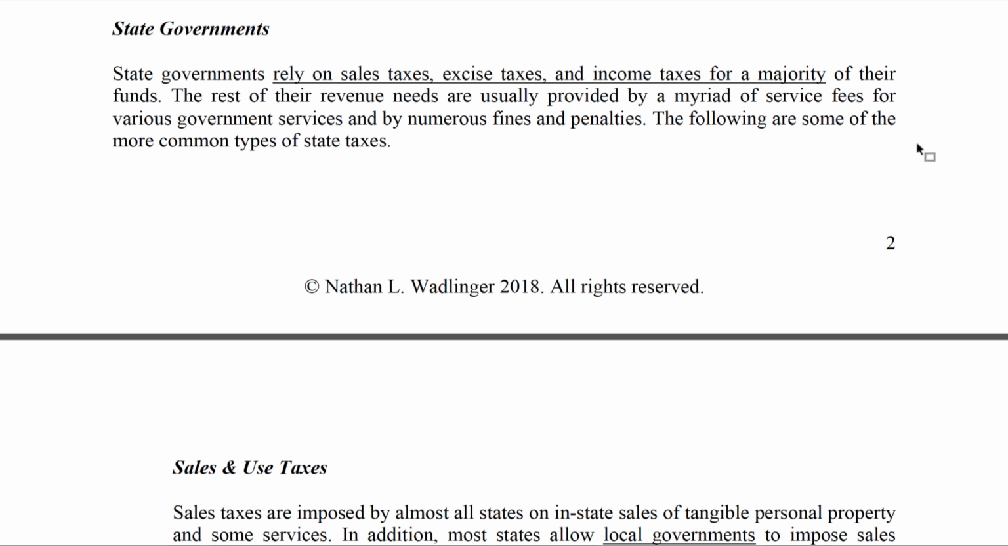So state governments, most of their revenue comes from sales taxes or sales and use. I group those two together. Excise taxes and income taxes. That's where they get most of their money. There's also fines and penalties and service fees and whatnot, but that's really where most of the revenue comes from: sales taxes, excise taxes, and income taxes.